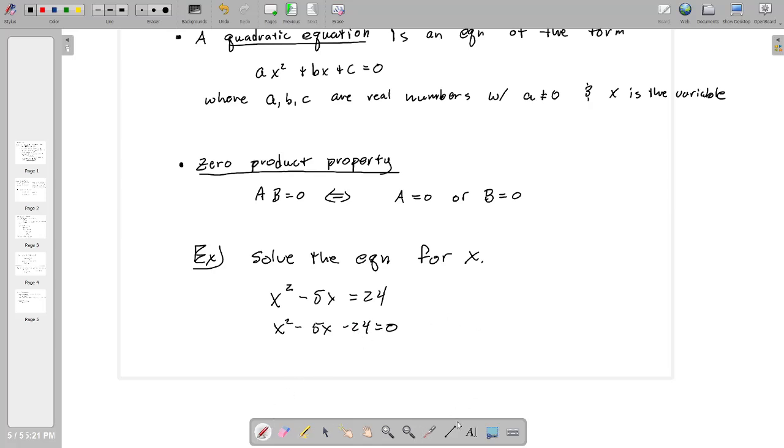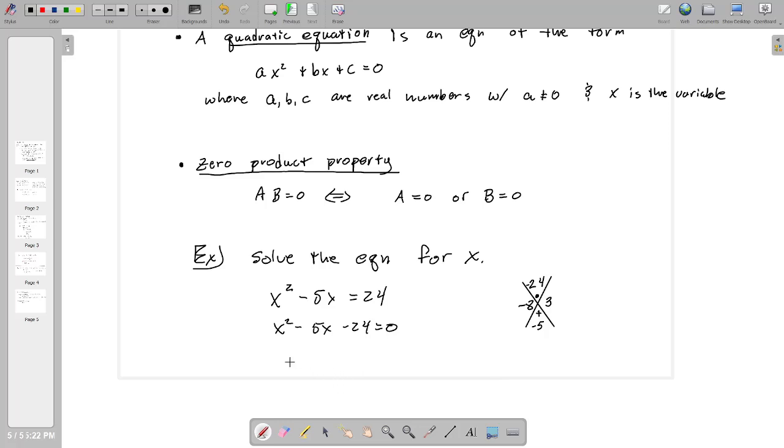Now what I'm going to do is factor. Now we have some experience factoring from the previous sections. We need two numbers that multiply to 24, specifically negative 24, and add to negative 5. So two numbers that multiply to negative 24 and add to negative 5 will be negative 8 and positive 3. Now since our a in this case is equal to 1, we can go straight to the factorization.